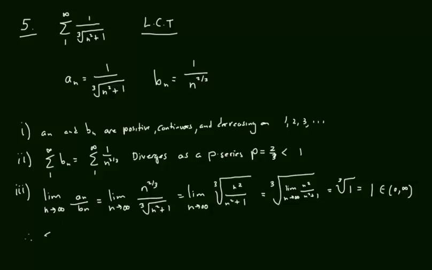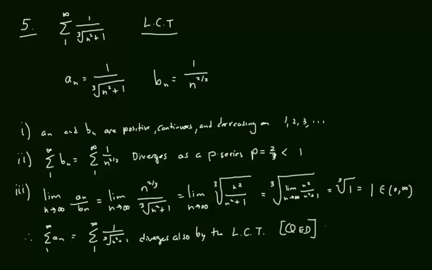So we're going to say here, therefore, the series from 1 to infinity of an equals, being formal about it again, 1 over the cubed root of n squared plus 1, diverges also by the limit comparison test. Yay.